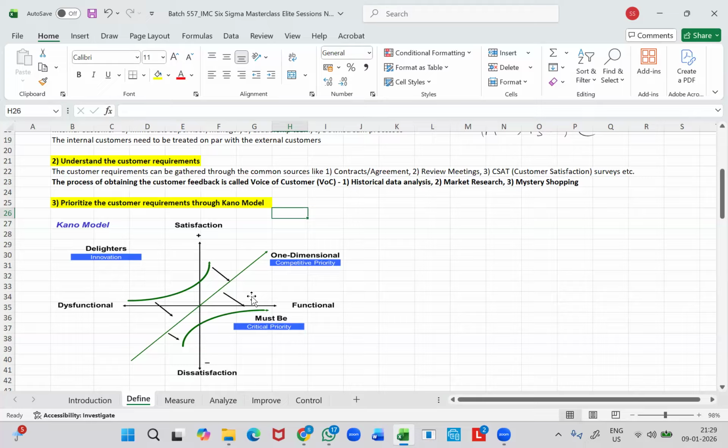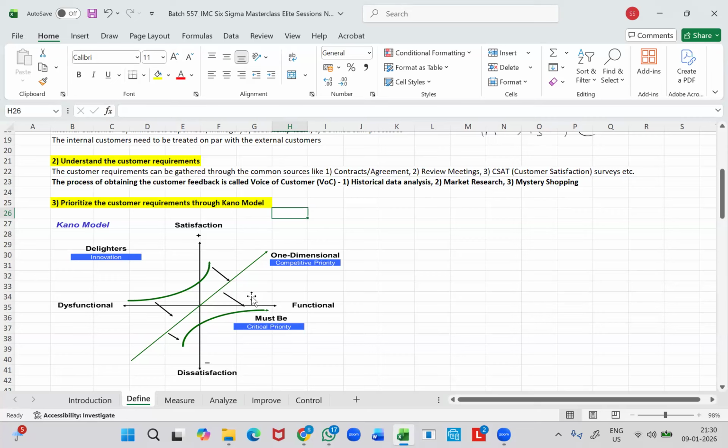Say, for example, there is a person who has been visiting five-star hotels for the last 10 years or so. Whatever privileges are extended by the hotel management could well be a must-be for that gentleman, right? Because he has been visiting five-star hotels for the last 10 years. So whatever privileges are extended by the hotel management could well be a must-be need for that person.